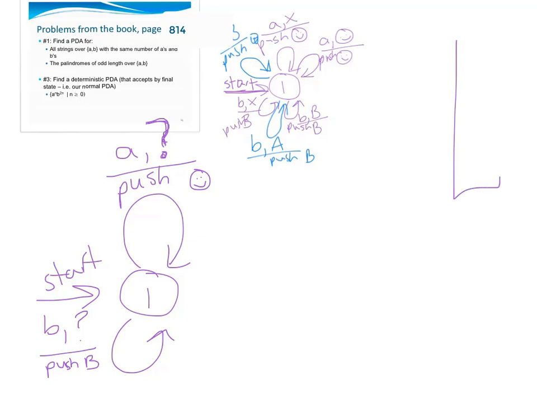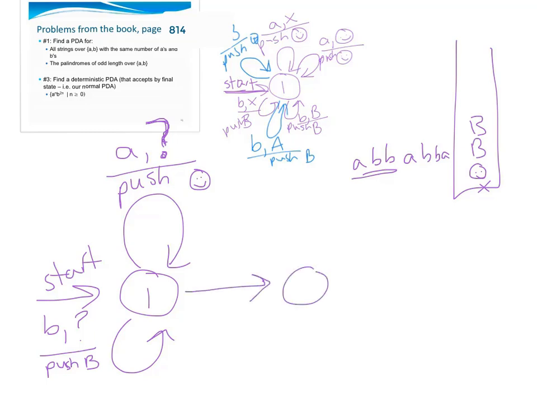So my stack, if my string started out as A, B, B, and then maybe my little middle letter is A, and then I have B, B, A, then I would end up pushing for these first three. I would push a smiley face, oops, there's an X at the bottom, smiley face, and then a B, and then a B. Okay. Then when I see that middle letter, I'm going to transition to state 2.